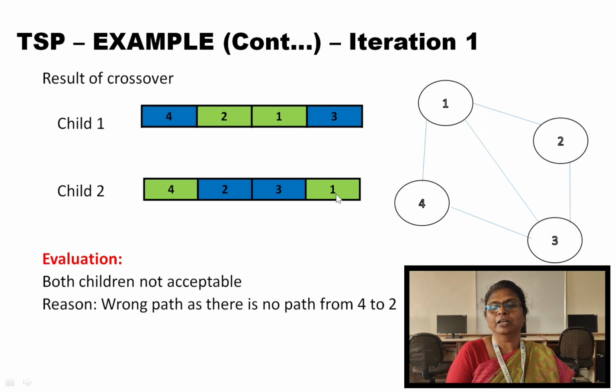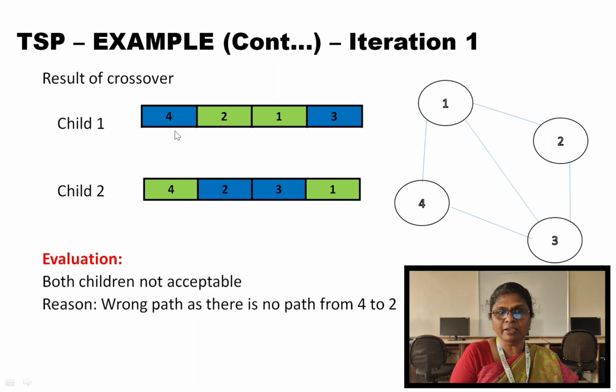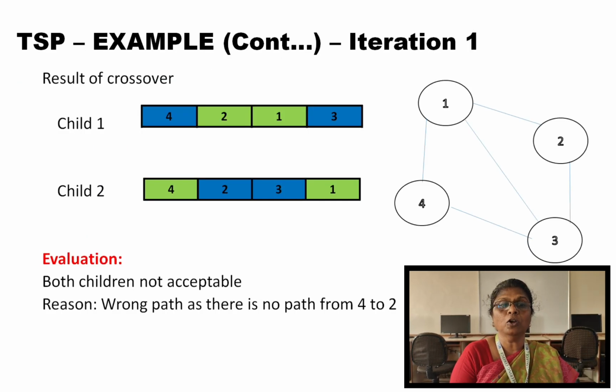But I hope you remember, when we discussed the first problem, that there is no route between 4 and 2. Here, child 1 has 4, 2, 1, 3, and child 2 also has 4, 2, 3, 1. That means no route between 4 and 2, so both solutions are not possible. Both children are not acceptable, so this is a wrong solution.